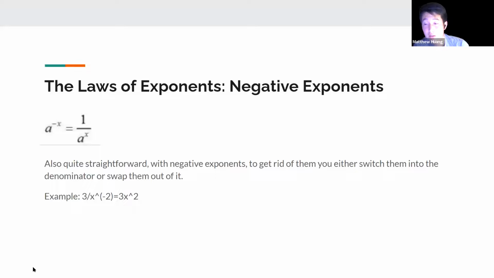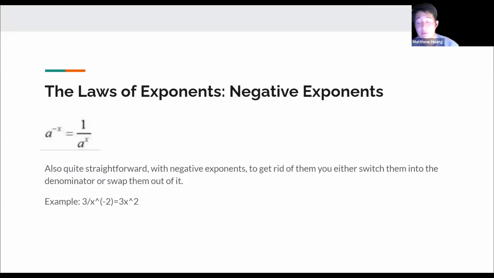All right, now we're getting to the law of the exponents for the negative exponents, like I talked about earlier. It's pretty straightforward. To get rid of this negative exponent, you just swap it from the denominator. Like this would just be a to the negative x over 1, pretty much, right? That'd be the fraction form. You just swap it from the denominator into the numerator and vice versa.